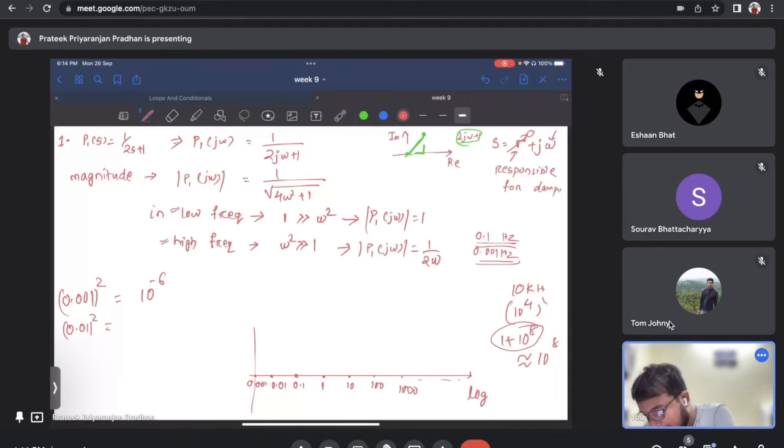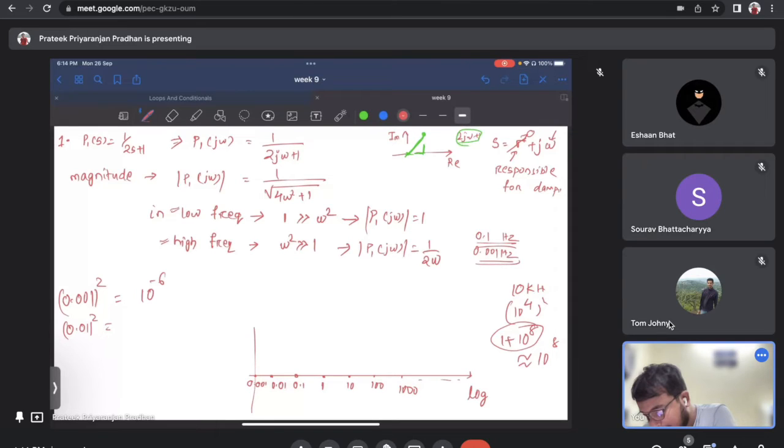Is it clear? Ishan, John, or Hamza? Is it clear? It's a very simple calculation. Okay, thank you very much. So what's the answer for the first question? It was half radian per second and 2 radian per second. So very simple calculation it was.